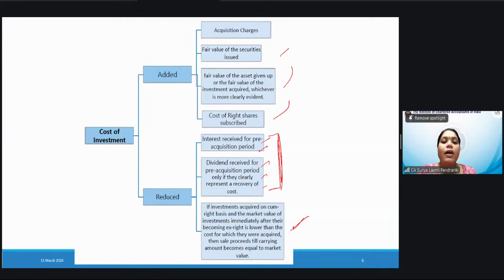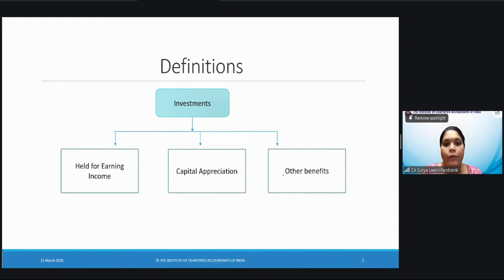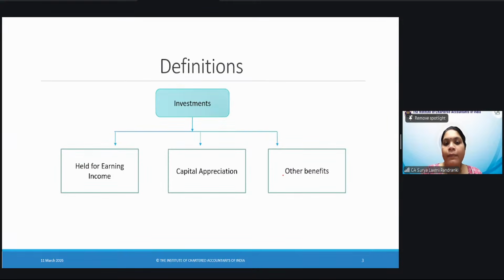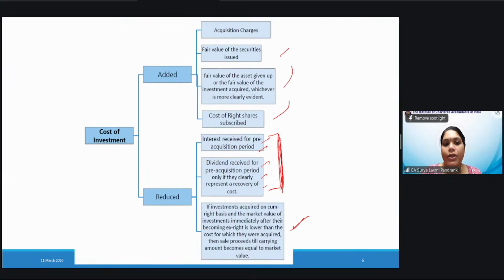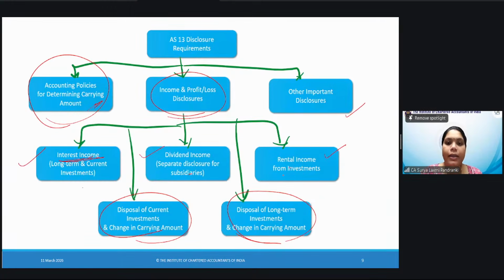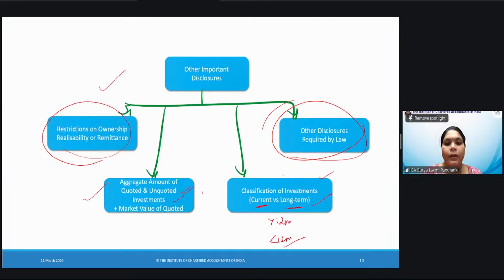Right? Anything which is pre-acquisition, before you have acquired, whatever interest it is, it's not your interest, no? Or before your acquisition, whatever dividend is there, that's not your dividend. So those have to be removed. That is why I didn't discuss this before, so that when we do a problem, you can relate it to them. That's why I wanted to discuss it now. So in this chapter, we had the scope, whatever is not applicable in the standard. Then we had definitions and classification, cost of investment, how the carrying amounts have to be, reclassifications, and then disclosures. Very simple standard. Clear? Any more questions?